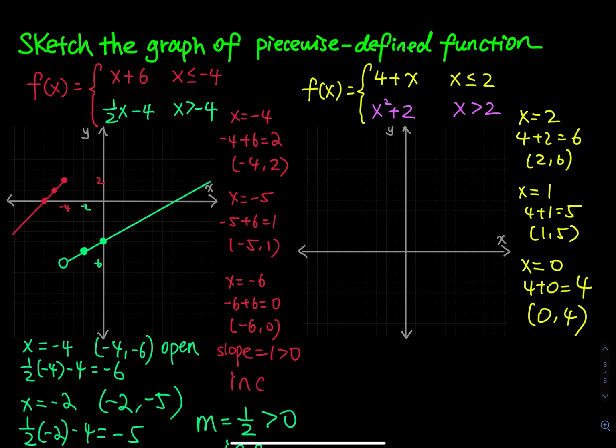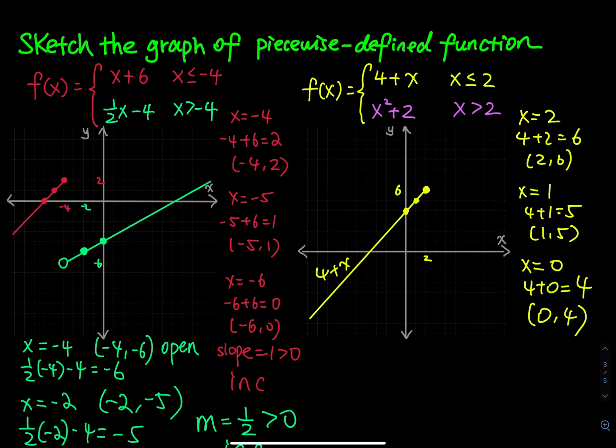Plot them. So 2 comma 6. When x is equal to 2, this is 2, 4, 6. So 2, 6. And then when x is equal to 1, you have a 5, right? x equals 0, you have a 4. So clearly, what is the slope equal to? The slope is equal to positive 1. The slope is positive 1, going uphill, and this is what the graph looks like. Alright, so that is your 4 plus x when x is less than or equal to 2.